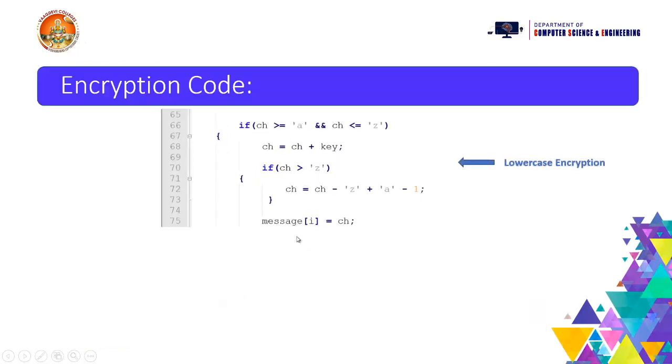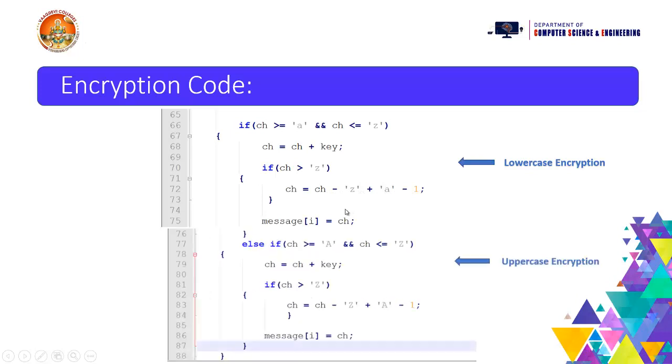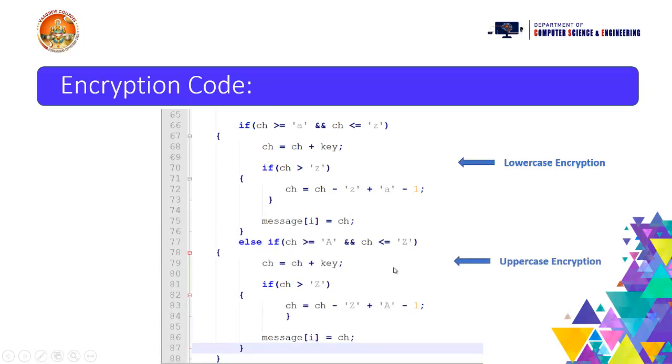This is the encryption logic written in the sender program. This logic is specially designed for lowercase letter conversion. CH is our plaintext message character. This CH is added with the key and the result is stored again into CH. If the result is greater than Z, meaning the ciphertext is out of the alphabet range A to Z, we try to convert that ciphertext within the lowercase alphabet using this logic: CH equals CH minus Z plus A minus 1. In the same way, I have written the logic for uppercase letters also. Same logic, just the case is changed.